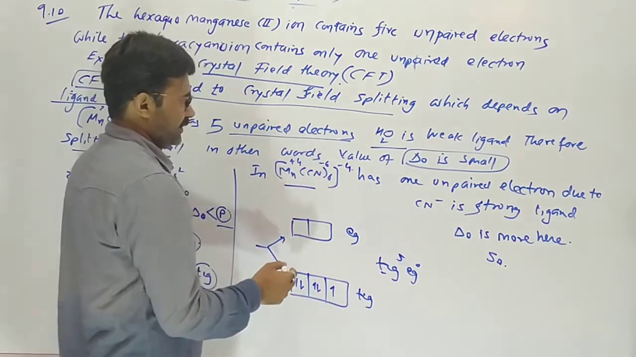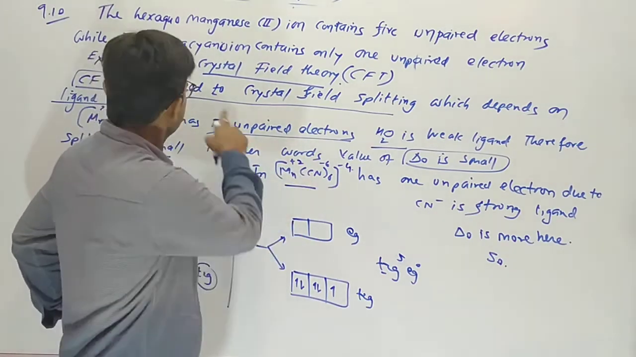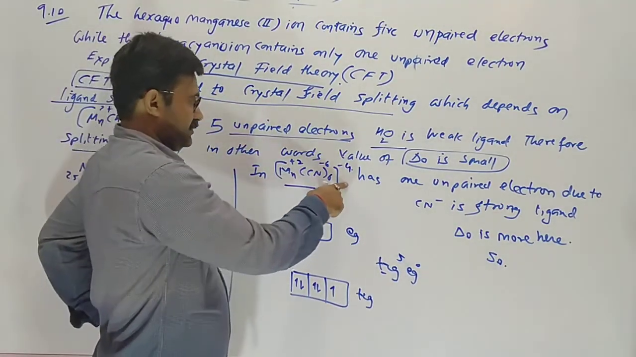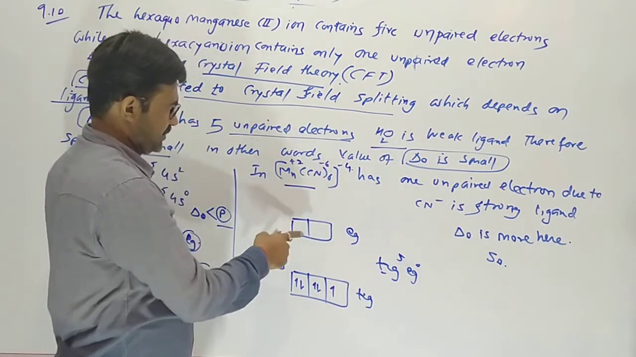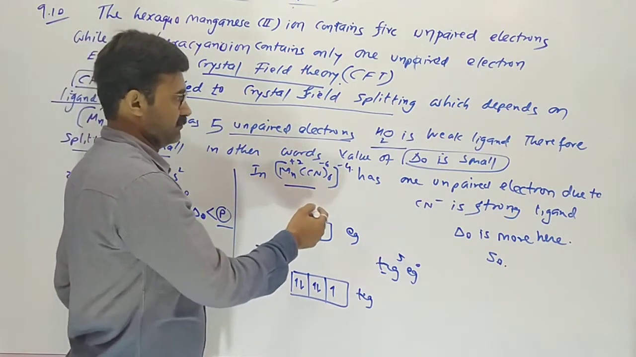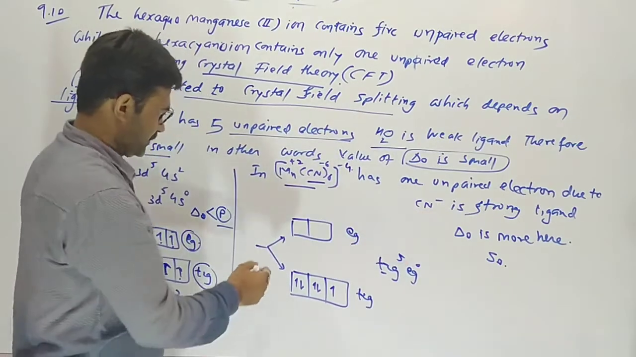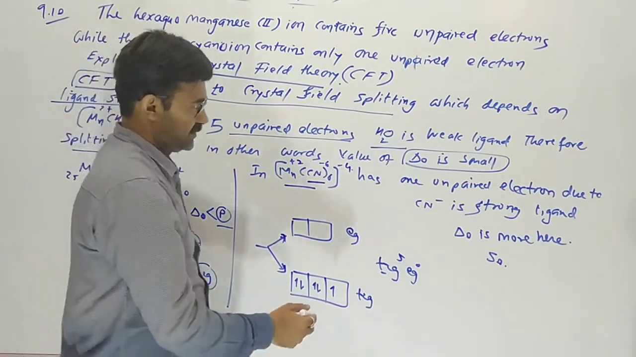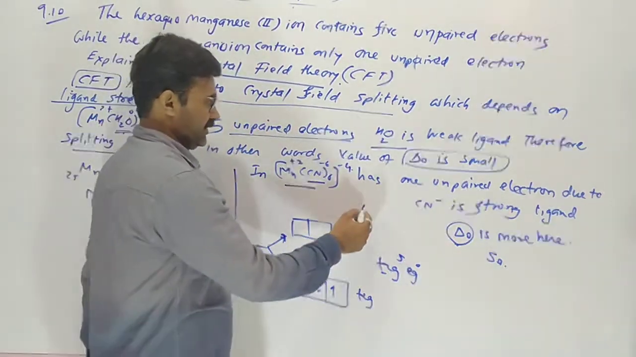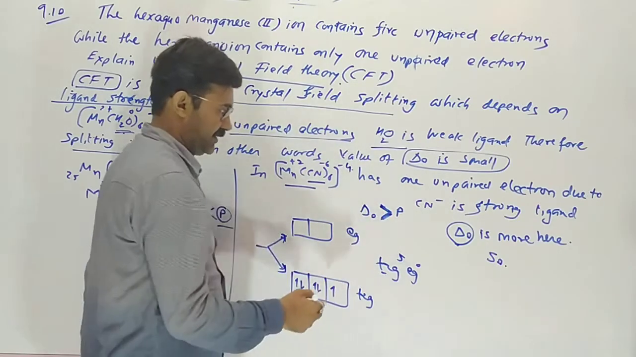In the other case, Mn(CN)6 4-, hexacyano, the manganese is +2. Here it is the same, 4s0 3d5. Here there are 5 electrons, but cyano is a strong ligand. So splitting is more, so the value of delta O is more. So here, due to the strong ligand, pairing energy is less than delta O.